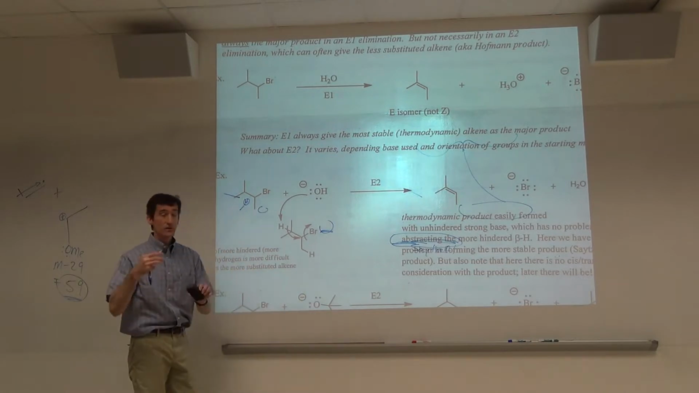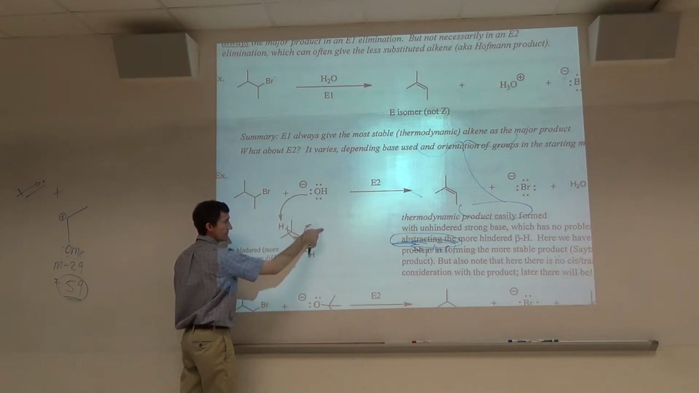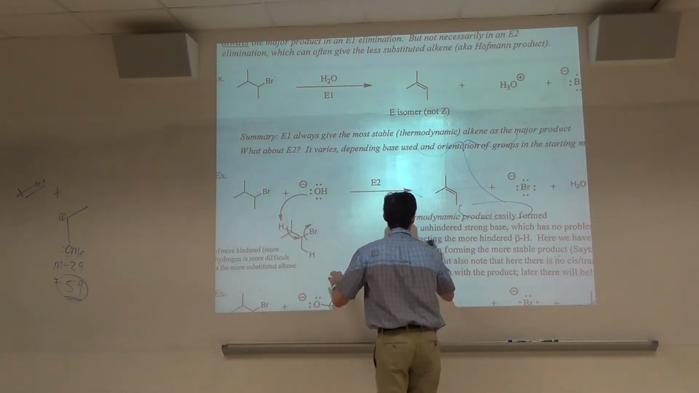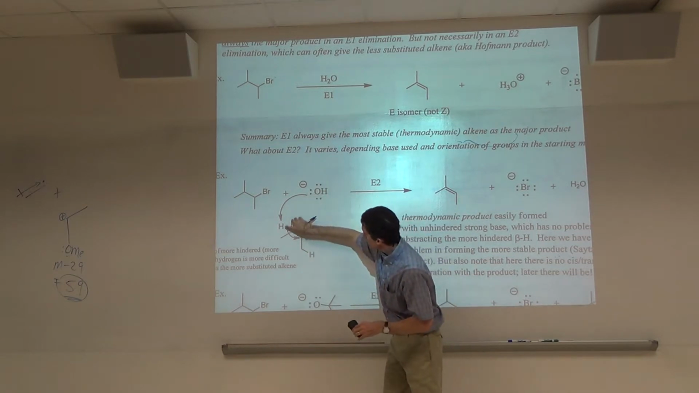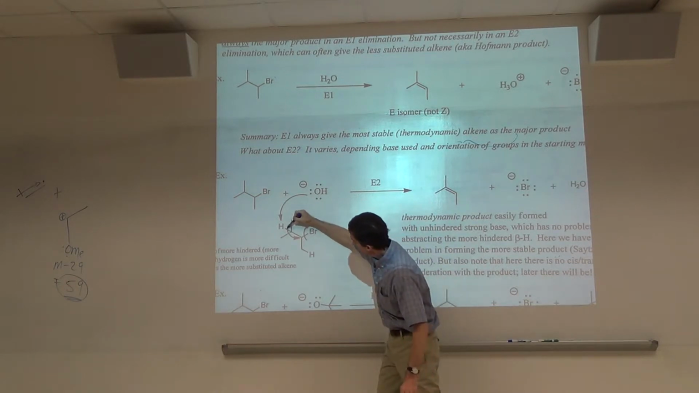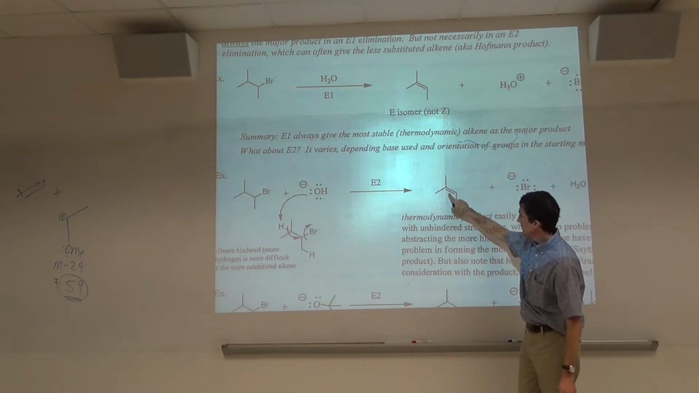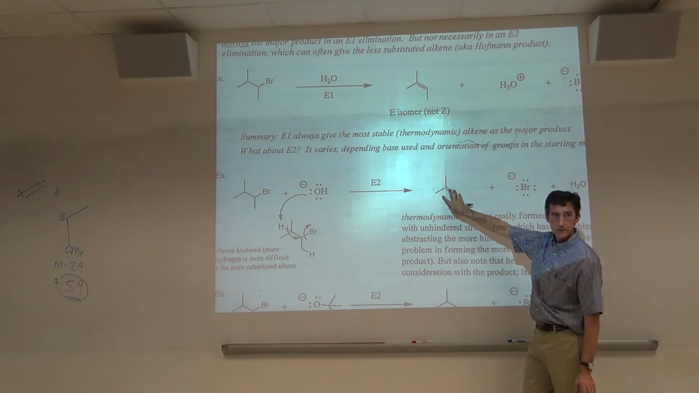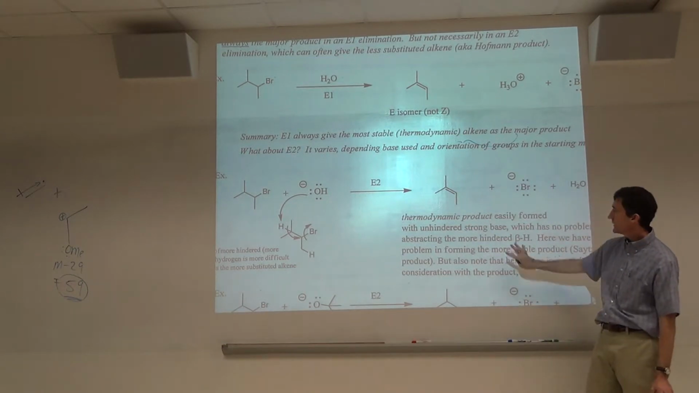And in E2, it's all concerted. The base takes the H. Electrons move in, kick off the leaving group. And what does all this give? Right here, we're forming water. Right here, the leaving group is leaving, Br minus. But right here, what are we doing? Moving electrons in to make the pi bond. We get our alkene. And this is the Zaitsev product. More substituted. Thermodynamic product. Let's talk about it a little bit.